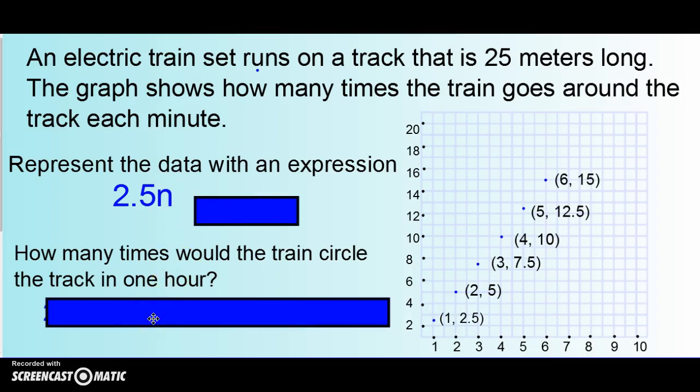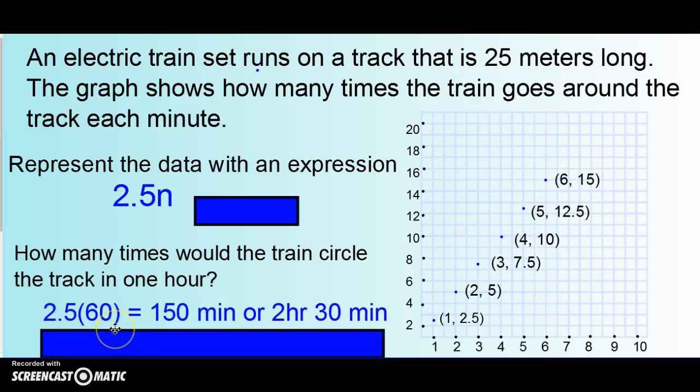So how many times would it go around the track in 1 hour? You would think of that as 60 minutes. So 2.5 times 60 is 150 times, or simplifying that, 2 hours and 30 minutes.